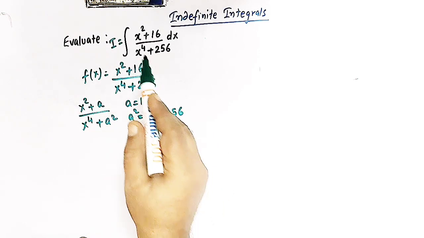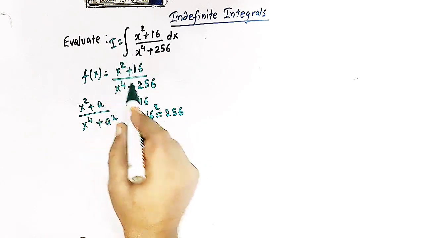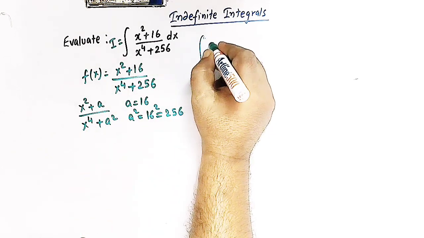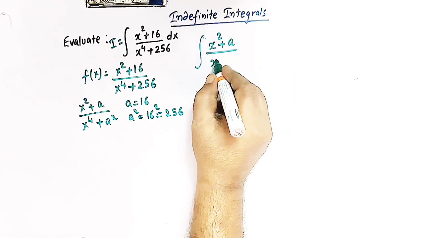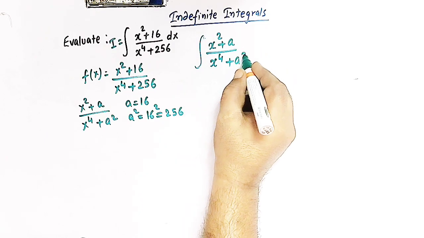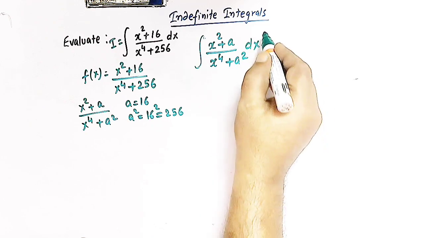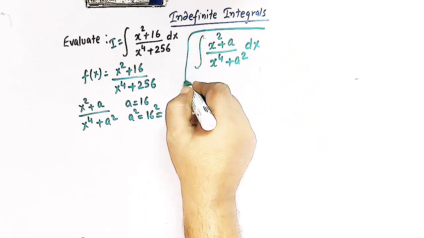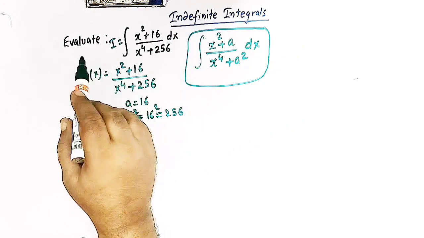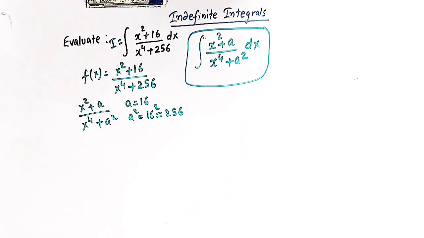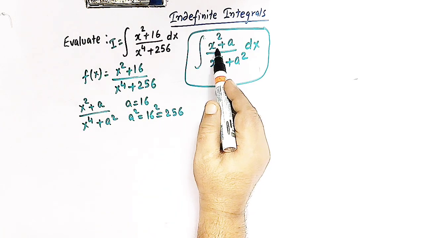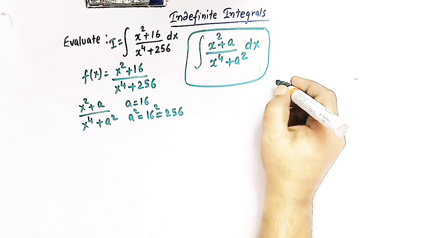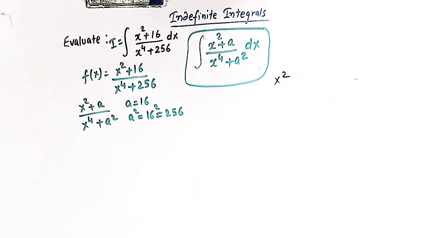So we can claim that this integral is of the form that is x square plus a divided by x raised to 4 plus a square dx. So we'll see in this session how we can evaluate integrals of this type. So the first step in evaluation of these type of integrals is to divide the numerator and denominator by x square, right?